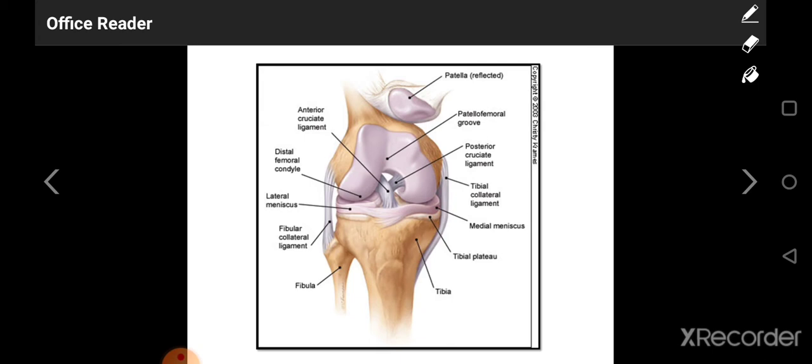In the diagram we can see the lateral collateral, or we can say fibular collateral ligament, on the lateral aspect of the knee.